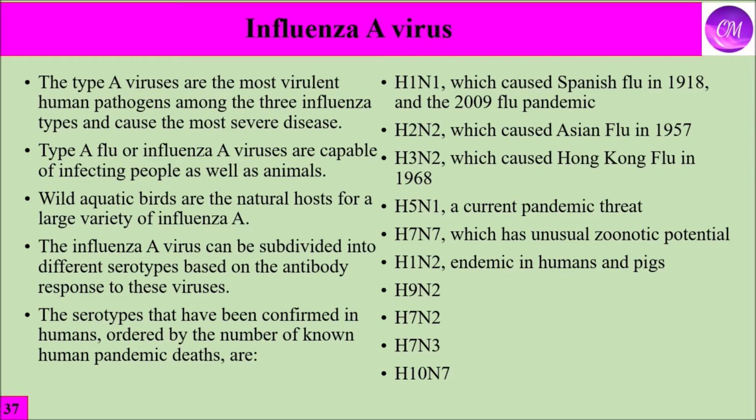The serotypes that have been confirmed in humans, ordered by the number of known pandemic deaths, are such as H1N1, which caused Spanish flu in 1918 and the 2009 flu pandemic; H2N2, which caused Asian flu in 1957; H3N2, which caused Hong Kong flu in 1968; H5N1, a current pandemic threat; and so on.